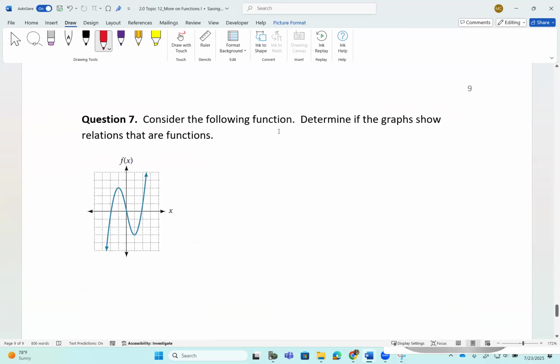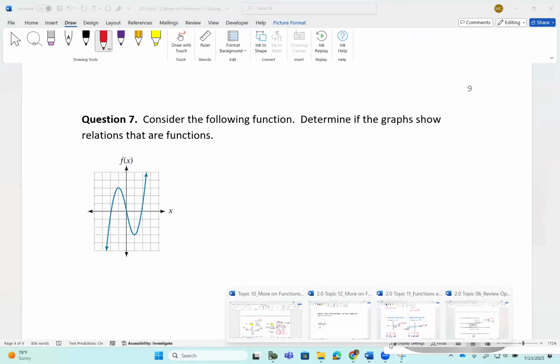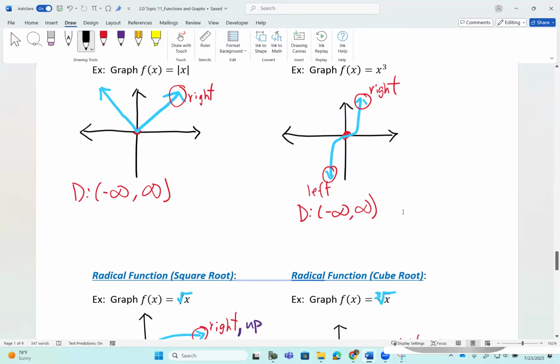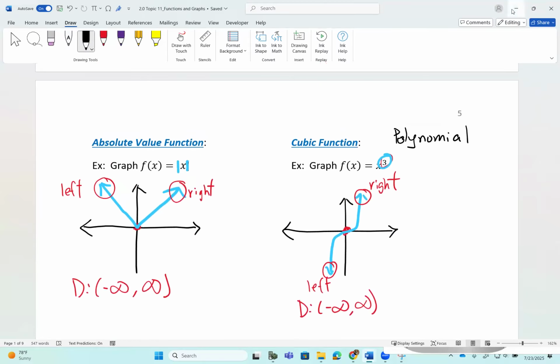And this one right here, determine if the graph shows a relation or is a function or not a function. So you draw a vertical line through it. It has to be a function because it only crosses one time. So this is a what? This is a cubic function, right? This graph looked just like this one. It's a cubic function, so it is a function.